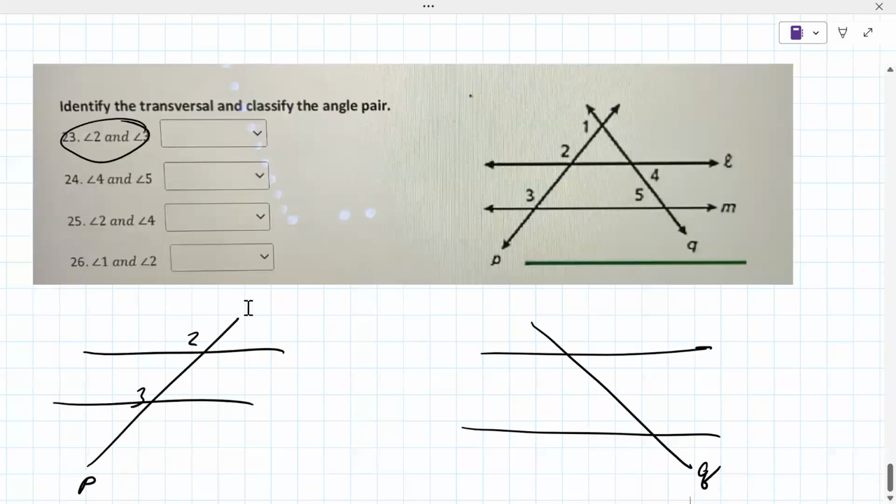Well, I take that back. I guess let's do 2 and 3, and then do 4 and 5, and then we'll talk about 2 and 4. What do you think for 2 and 3? Line P. Line P, but then does it say, like, to classify the angle pair, congruent or alternate, or what does it say there for the next part?